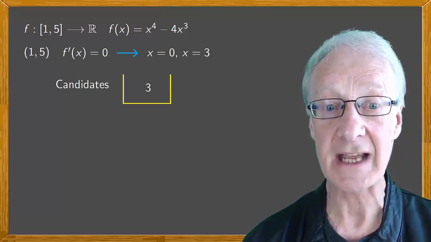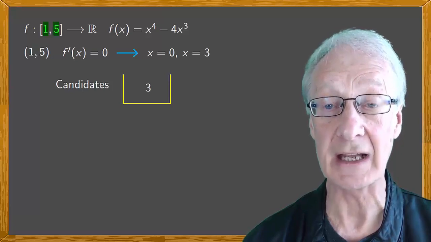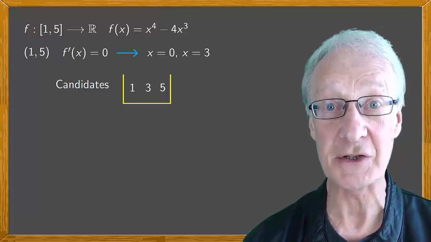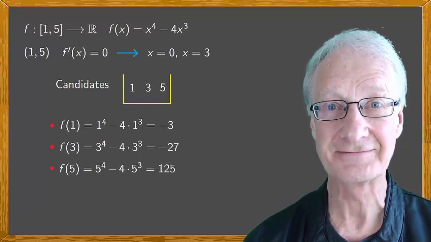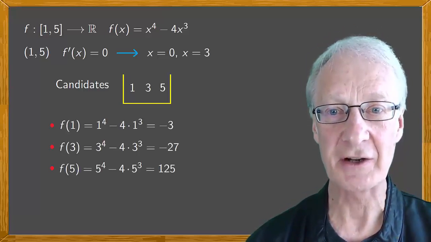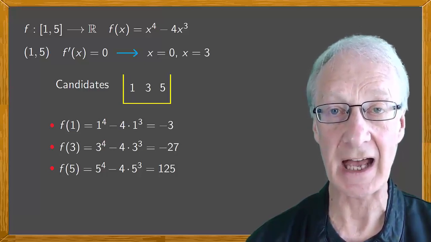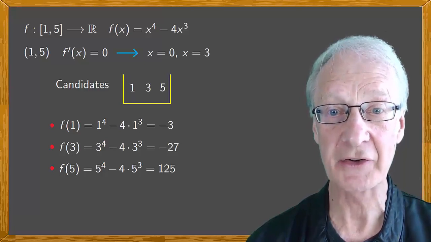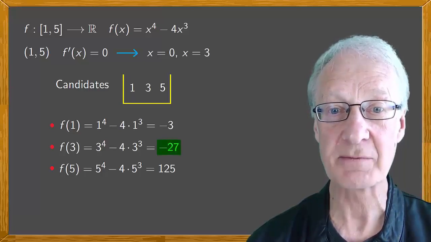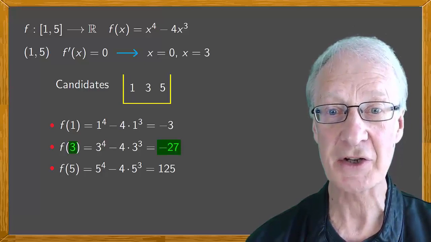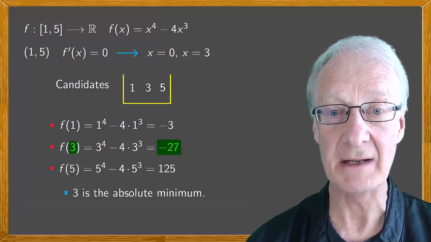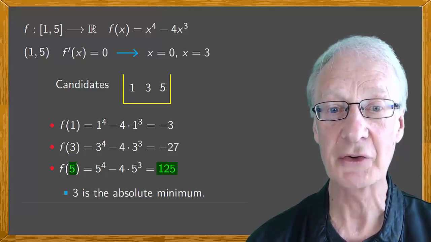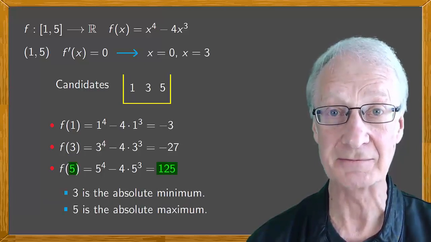Now we add to the set of candidates the extremes of the interval, 1 and 5. Then we calculate the images of these values. Since Weierstrass's theorem guarantees the existence of absolute maxima and minima, and we know that these are among the candidates, the value that corresponds to the smallest image is 3. So 3 is the absolute minimum, and the value that corresponds to the largest image is 5. So 5 is the absolute maximum.